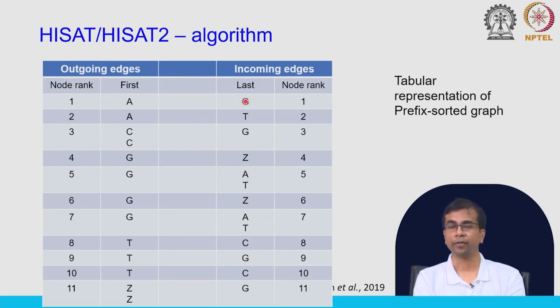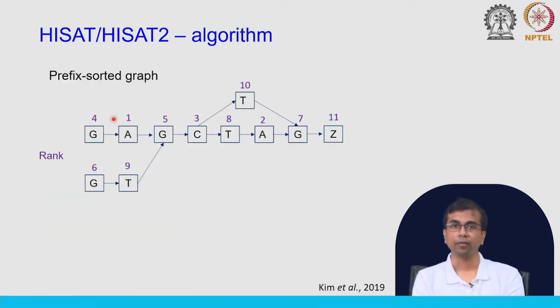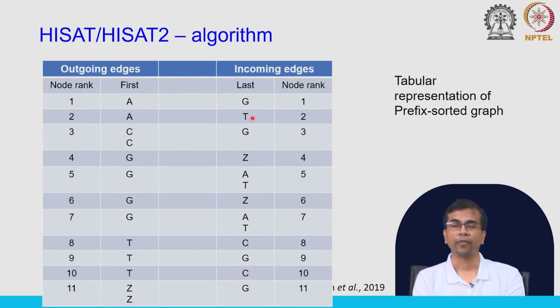So, the last node that was visited right before this A would be this G. Okay. So, G would be the node that comes before that. Similarly, for this one A, what is the last node? That is T, right. You can see this. So, before A you have T. So, that is why you have written T here.